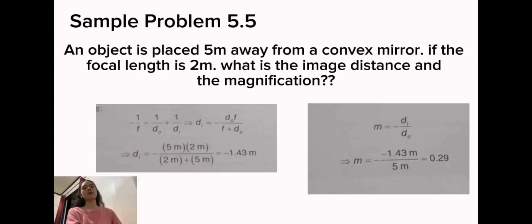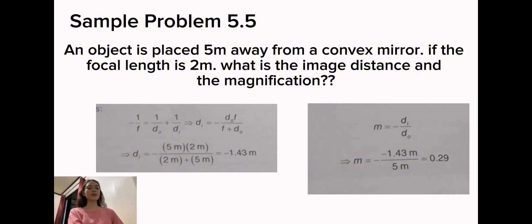After learning about convex mirrors and the ray diagrams of convex mirrors, we will now proceed to the sample problem. An object is placed 5 meters away from a convex mirror. If the focal length is 2 meters, what is the image distance and the magnification?